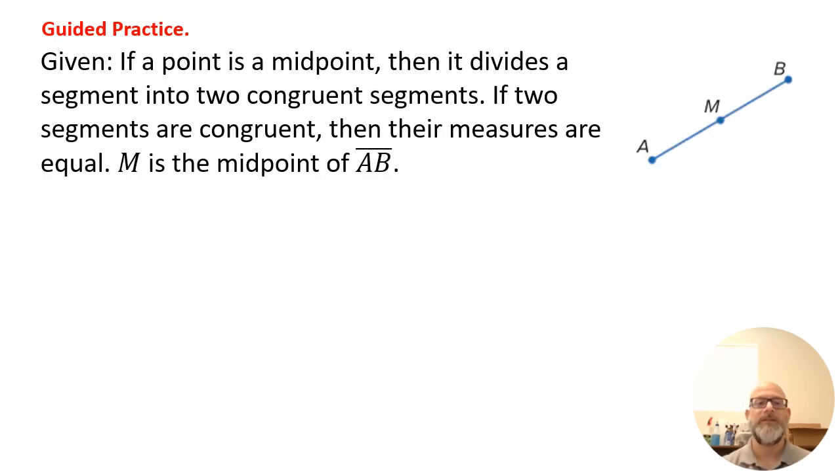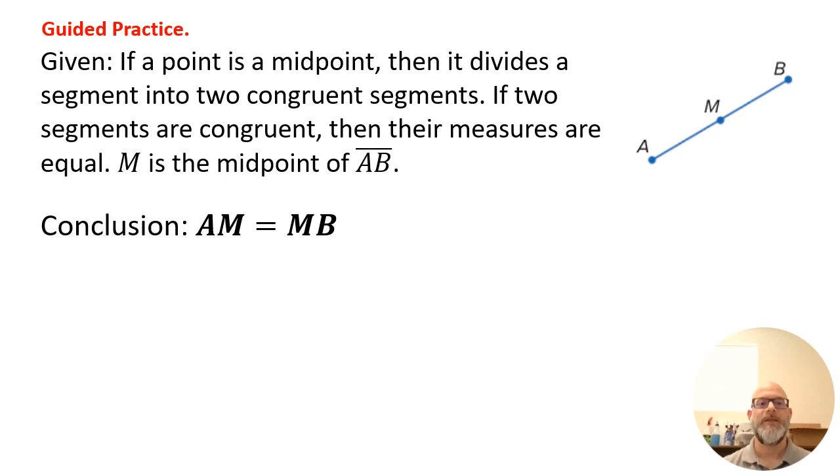But this one. If a point is a midpoint, then it divides a segment into two congruent segments. If two segments are congruent, then their measures are equal. M is the midpoint of a segment AB. What do you think? Is there a conclusion that you can draw? There's a lot to look at there, so you might want to pause and think about it.